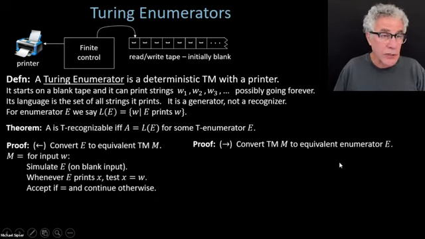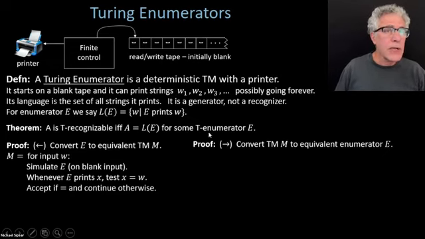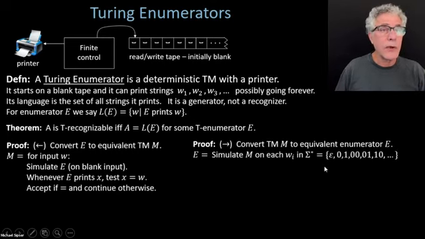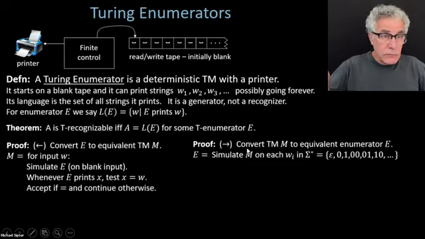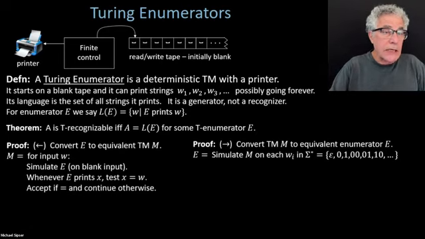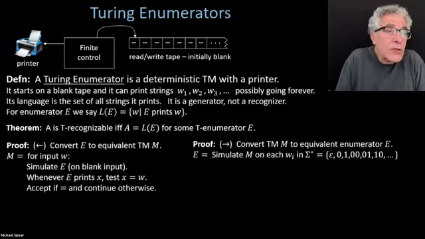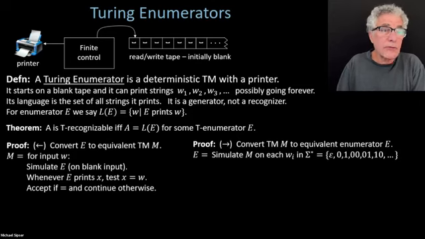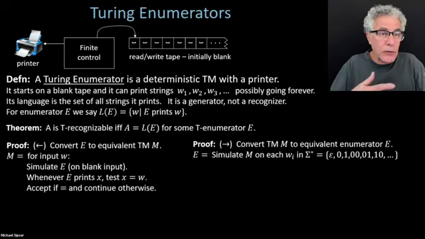Now let's look at the forward direction, which has a certain wrinkle in it that we're going to have to get to. So now we're going to be building our enumerator to simulate our recognizer. The way we'll do that is the enumerator has to print out all of the strings that the recognizer would ever accept. So you're going to do the obvious thing. The enumerator is going to start simulating the recognizer M on all possible strings, one by one, doing them in parallel, taking turns.